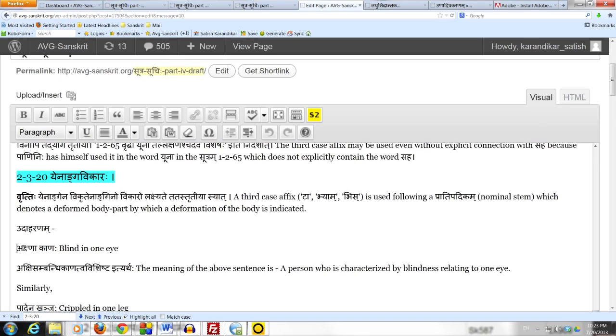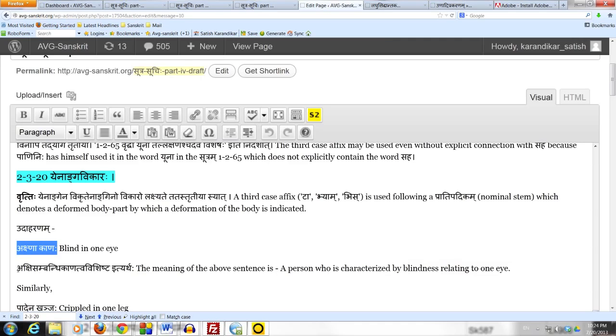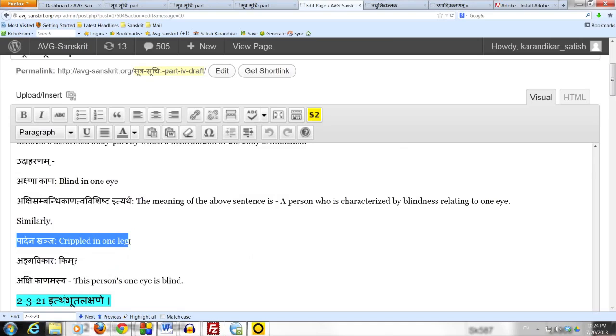Or we can spell it out as akshisambandhi kanatva vishishtaha ityarthaha, meaning a person who is characterized, vishishtaha, by blindness, kanatva, relating to one eye, akshisambandhi. So akshna kanaha means akshisambandhi kanatva vishishtaha, a person who is characterized by blindness relating to one eye. Similarly, padena khanjaha, crippled in one leg, which literally means crippled by one crippled leg. In English we say crippled in one leg.